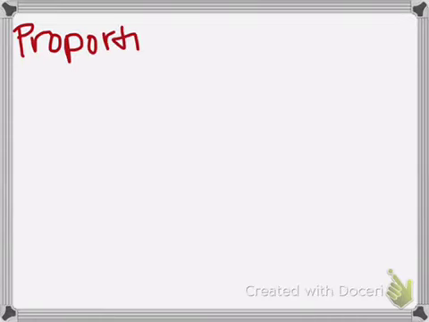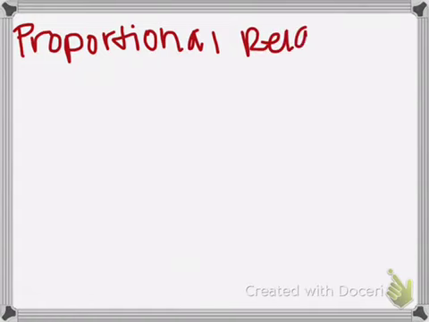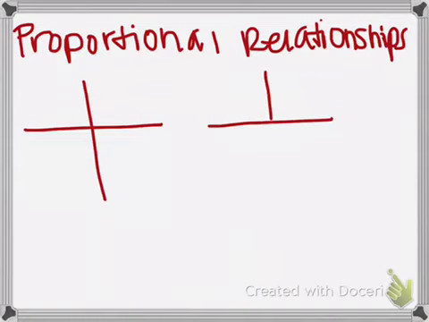I'm going to go over 3 different topics. The first one is proportional relationships. Excuse my handwriting. So let's say I have these 2 graphs. I have this graph right here, and I have this graph right here. I want you to pretend that I'm a master at this drawing thing. So how do I know which one is proportional?